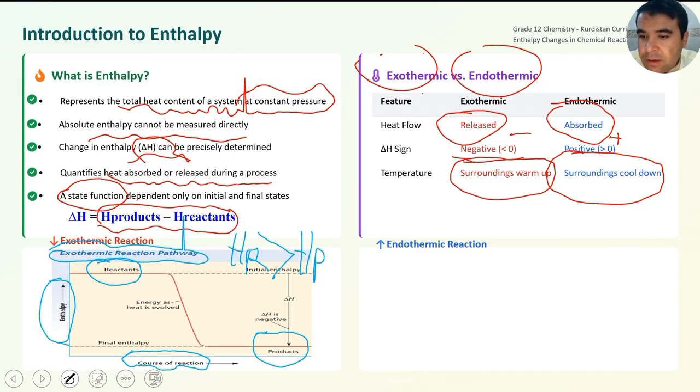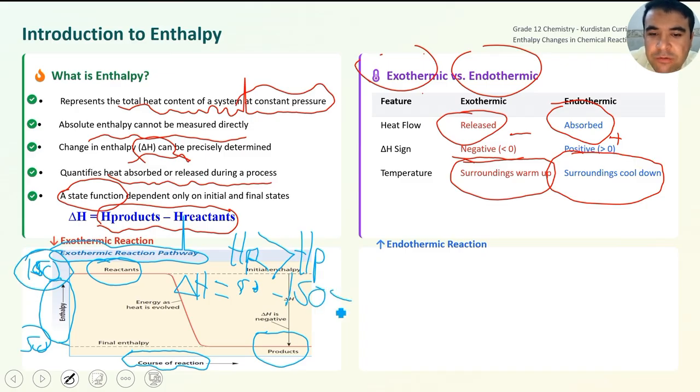Suppose this is 50 kilojoules, that one 100 kilojoules, and the other 150 kilojoules. Let us calculate, hypothetically, using those values, what the result of the enthalpy change will be. Enthalpy change is equal to what? The product minus the reactant. What's the product position energy? It's 50. Minus the reactant position energy, which is 150. So the result is minus 100 kilojoules.